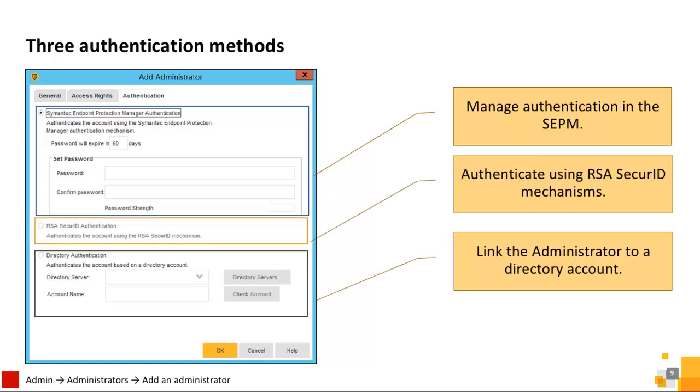You can also link the administrator to a directory account using directory authentication. You must specify an LDAP server or a Microsoft Active Directory server and the administrator's account name. You learn about directory authentication in the Configuring Directory Server Authentication for an Administrator Account topic. You can also choose to authenticate using RSA SecurID mechanisms, including tokens, cards, and keypad cards.